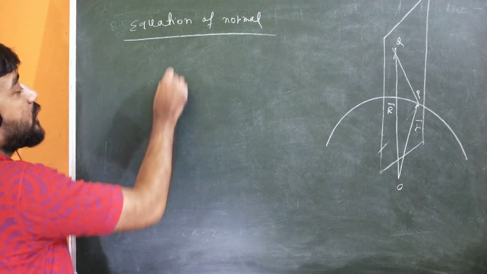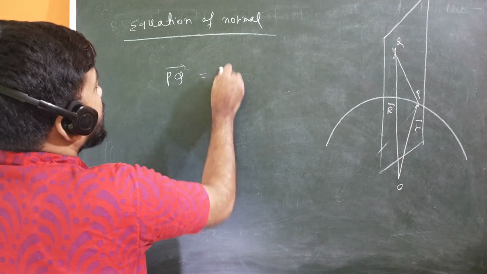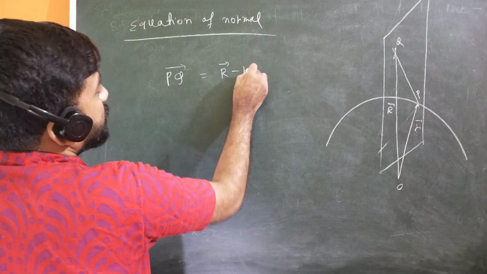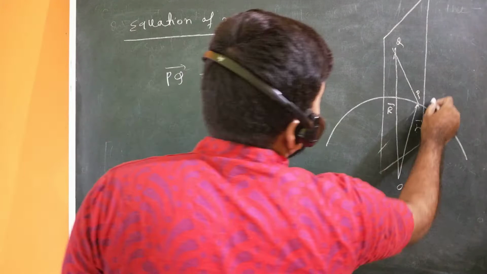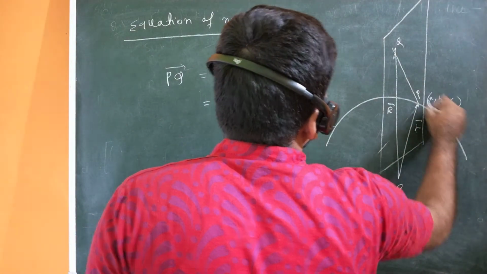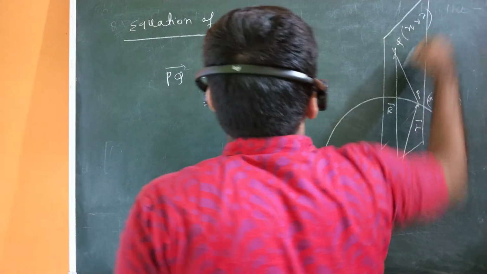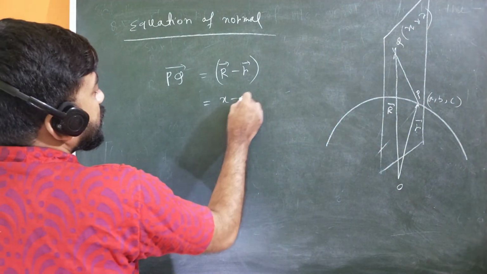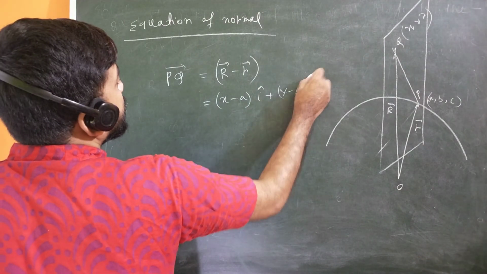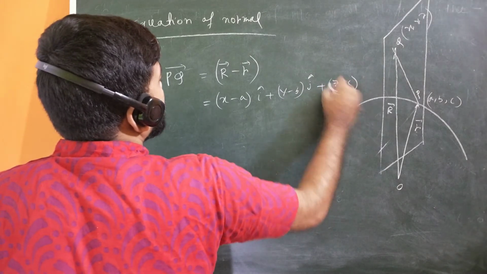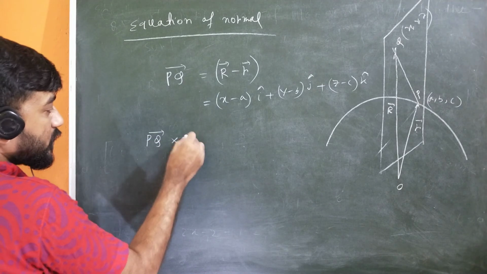And you know that the PQ vector is nothing but R minus r. If this point is (a, b, c), as we have seen earlier, and the position vector of this is the XYZ position coordinate, so it will be (x minus a) i cap plus (y minus b) j cap plus (z minus c) k cap. Now you have PQ cross N cap is equal to 0.